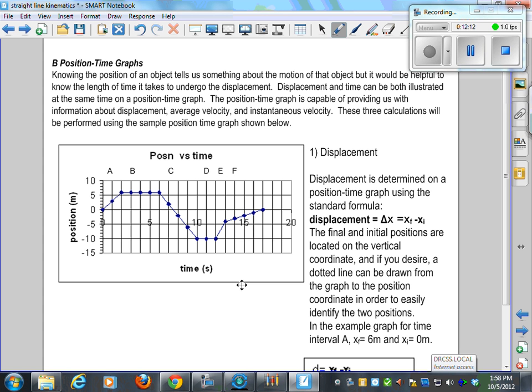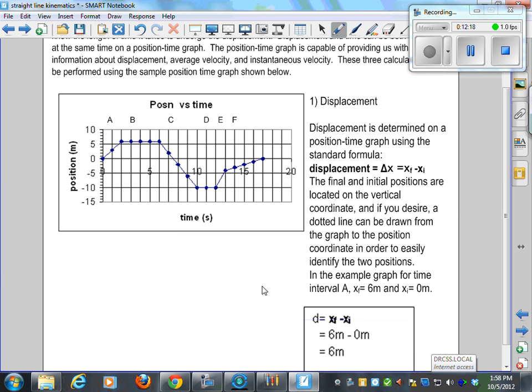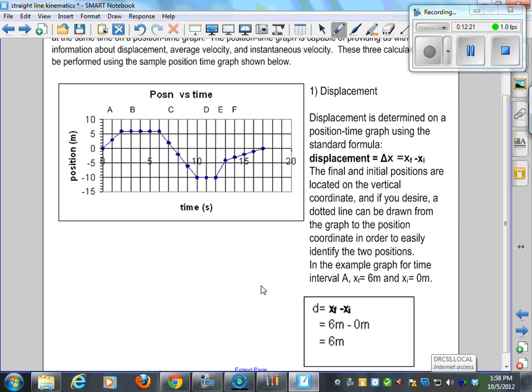Okay, so these three calculations will be performed using the sample position-time graph shown below. Number one, displacement. Displacement is determined on a position-time graph using the standard formula, again, delta x equals xf minus xi. Now, the problem is that the x here is referring to the position, and the position is actually on the y-axis. So don't confuse that. The x is position, but it's not referring to the x-axis. It's referring to the position, which just happens to be on the y-axis. So don't get confused there.